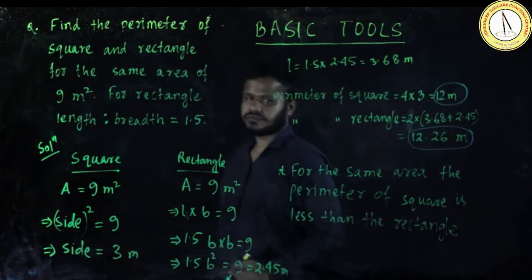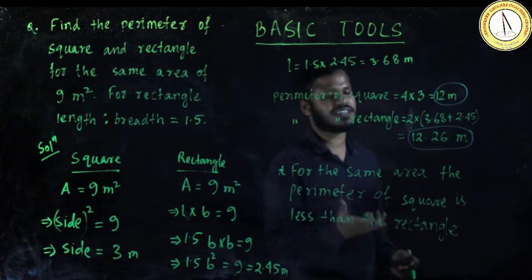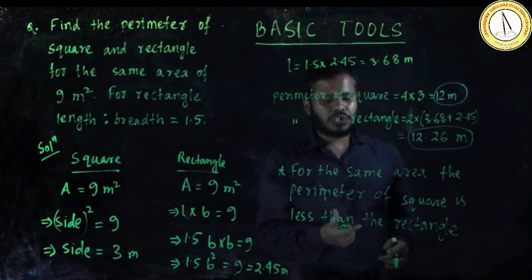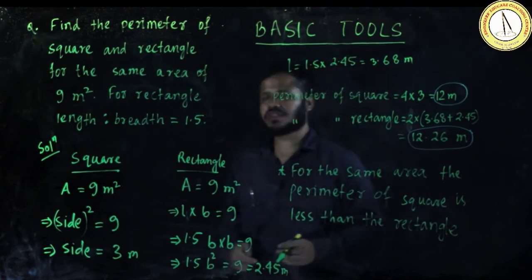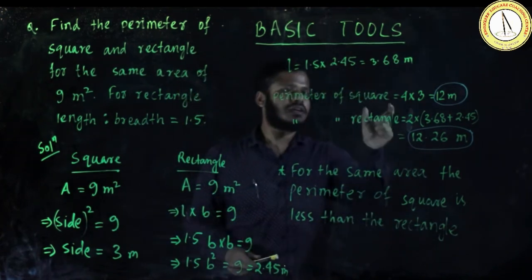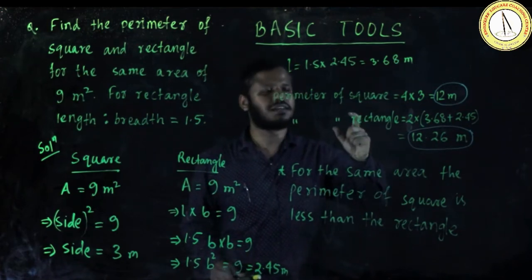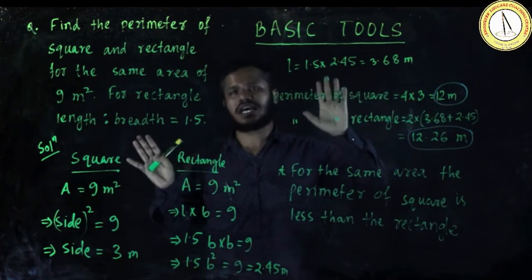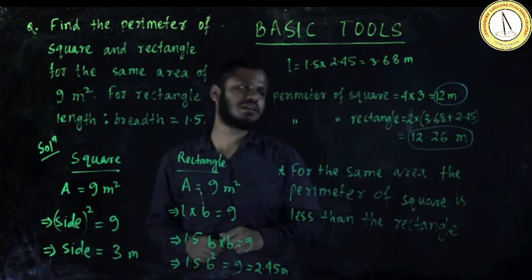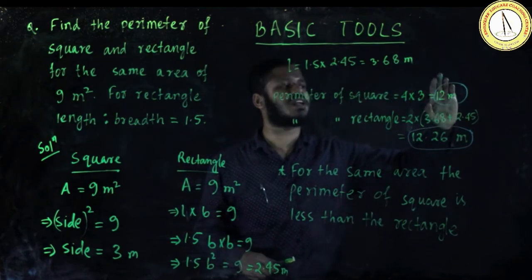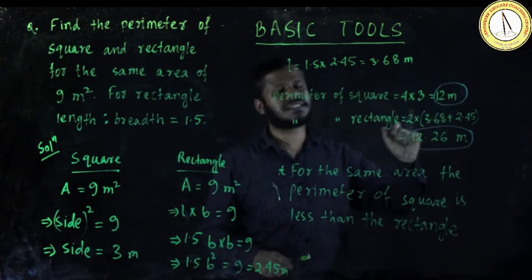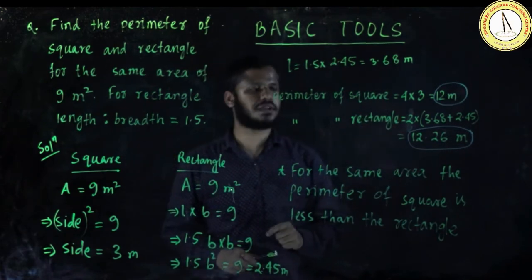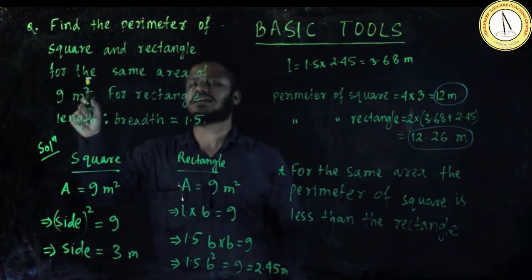That means, what is the application of this area? Now I think you have clearly understood. So what is the application is that if, for example, you want to build a building, for the same area, square building will have less perimeter, means the boundary length will be less than this rectangle. That means the material cost will be less in square than the rectangle, provided that the area is same.